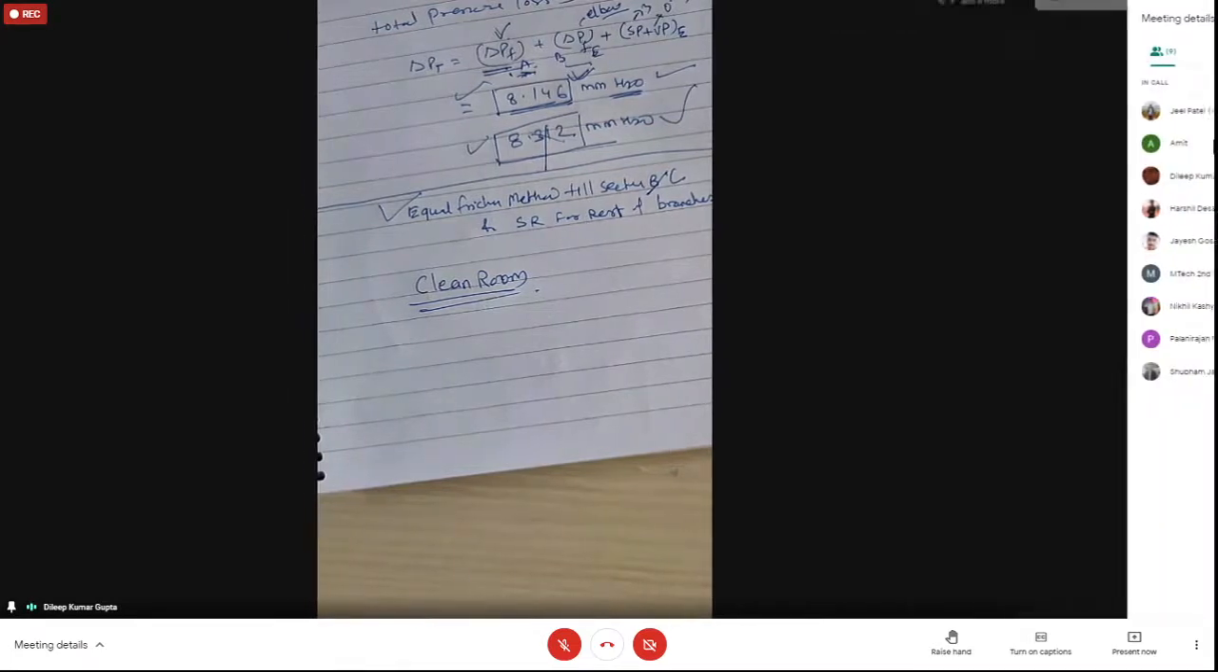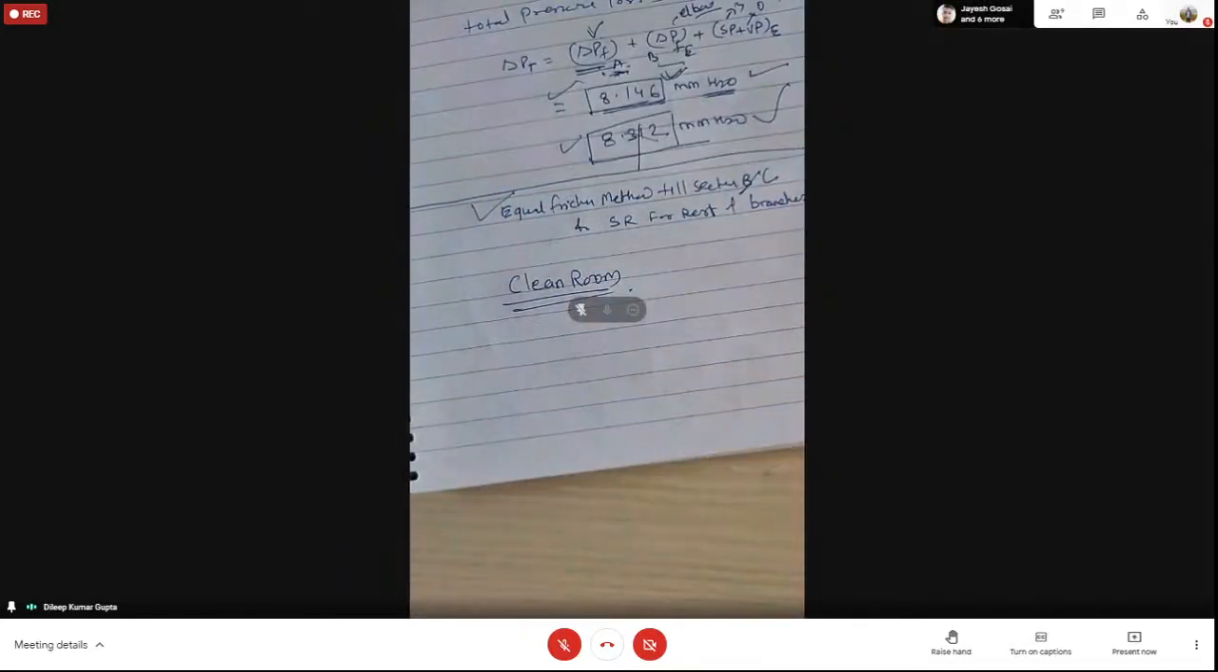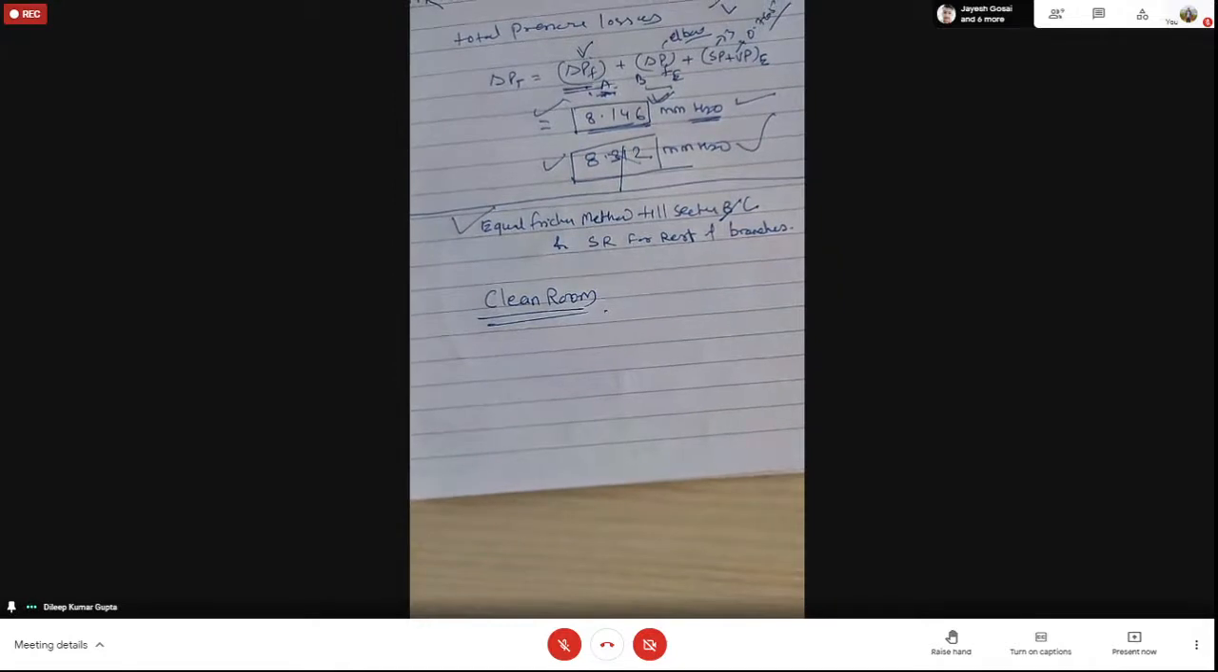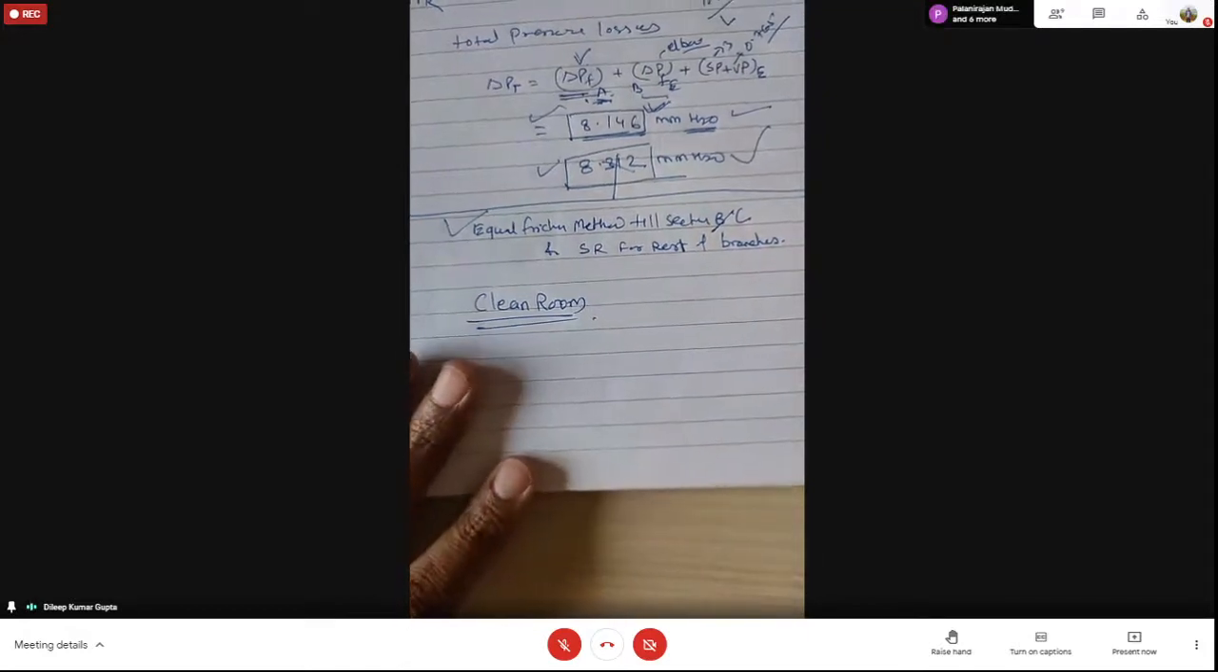Then somewhere in case of pharmaceutical industries and R&D labs, they require a very high-grade clean room because a small or micro level of contaminants can change the result. So in this case, clean room technology is required. We'll discuss the clean room technology in the next class.